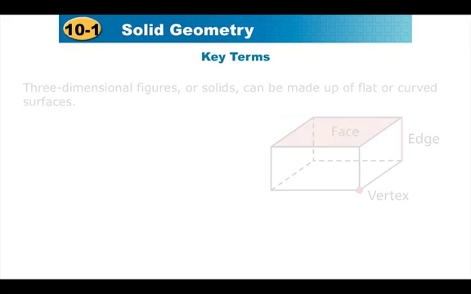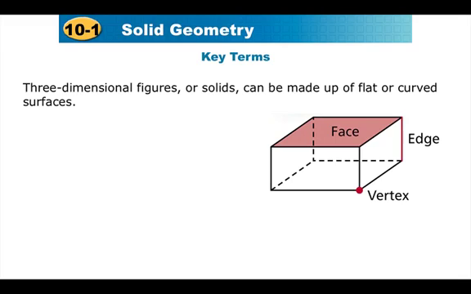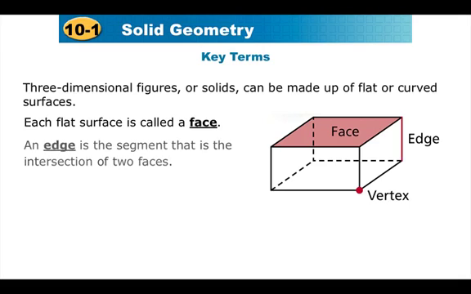Key terms, follow along. Three-dimensional figures or solids can be made up of flat or curved surfaces. Refer to the picture as I read along. It says each flat surface is called a face. You can see it on the picture. An edge is a segment that is the intersection of two faces. And again, let me get a pen. Here's where the edge is.